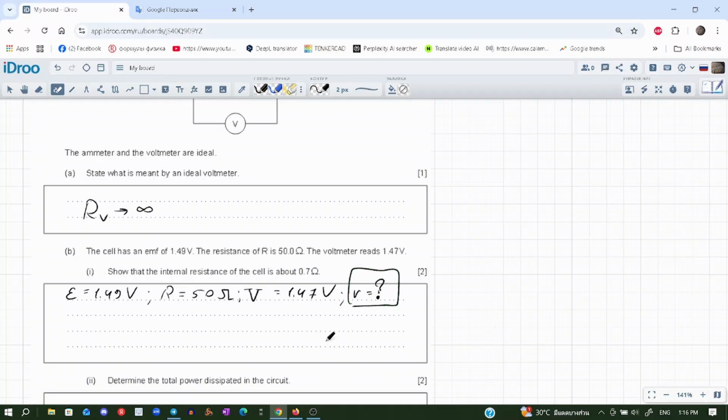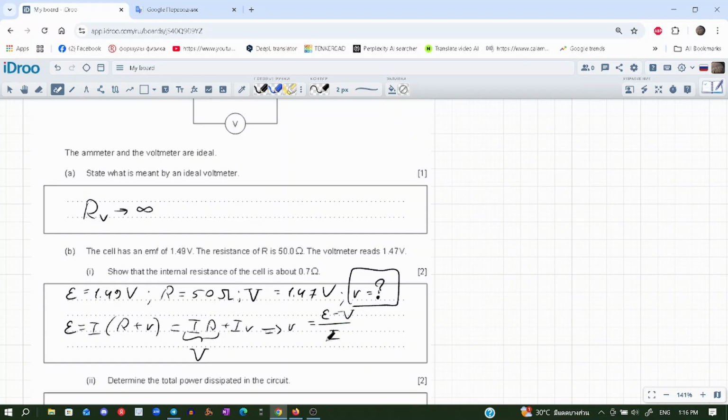And we can say that the EMF of the cell equals the current through the cell times capital R plus small r, internal resistance plus external resistance, and I can say that it's I capital R plus I small r, and I capital R, this is what the voltmeter shows us. So the small r, the internal resistance, equals epsilon minus the voltage that the voltmeter shows us, divided by current.